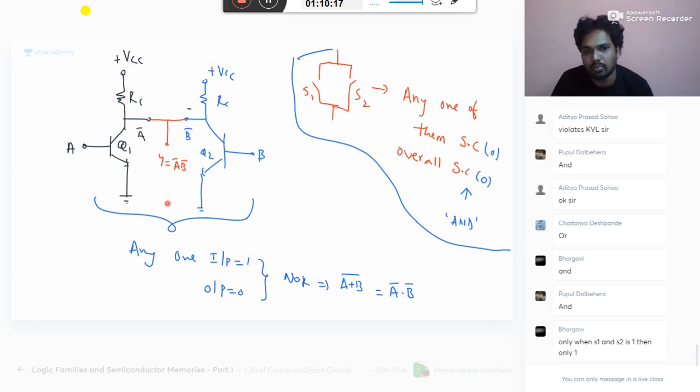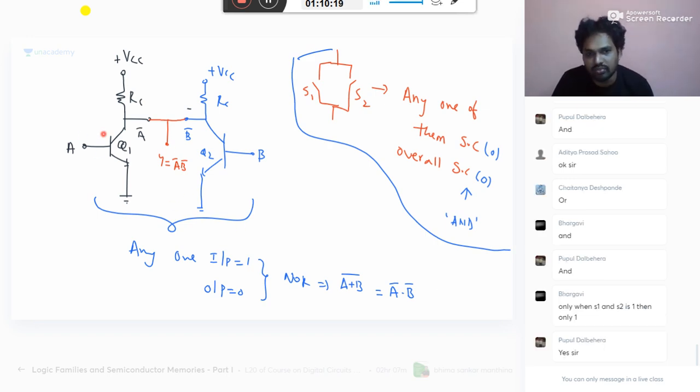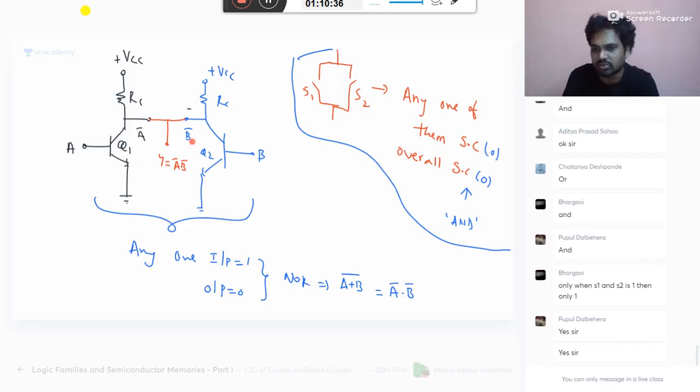Is it clear? Sorry, when both of them are zeros, both will be off, then only you get one in the output. So it is proved here or not? Two gate outputs connected with a wire will act like an AND operation of both the outputs. This is what we call wired logic.